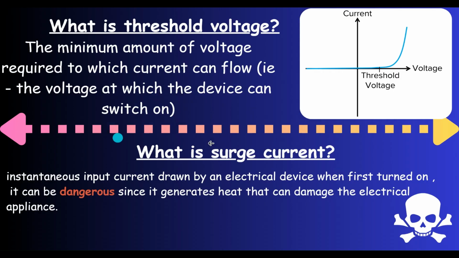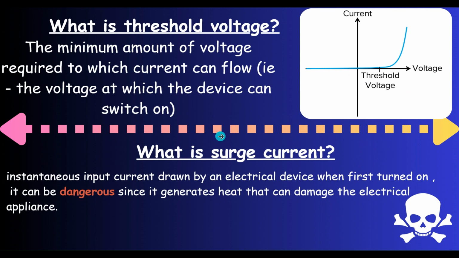Now, I mentioned threshold voltage. As I said, it's the minimum amount of voltage required for current to flow. So it's the voltage at which the device can switch on. Because remember, voltage is a pressure pushing the electrons and causing the current. And voltage, therefore, induces a current.